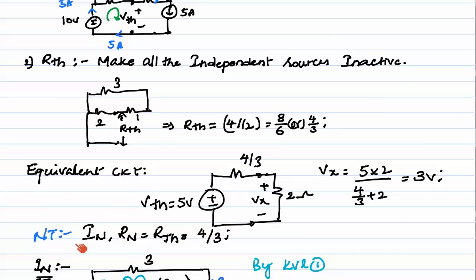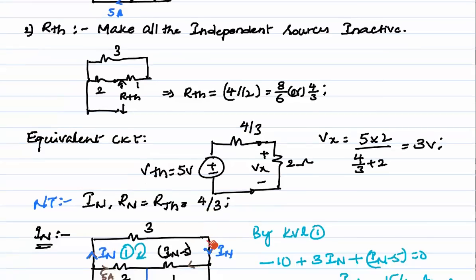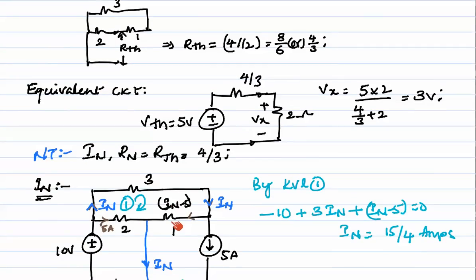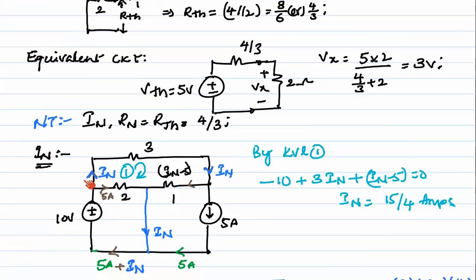So in Norton's theorem, we need to find the IN value. So Rn is equal to RTH is equal to 4 by 3. So for both the cases, RTH or Rn value are the same. Next, the IN case. What we are doing here is, we are going to make the output target terminals short circuited like this.